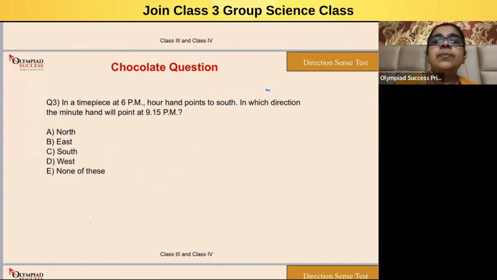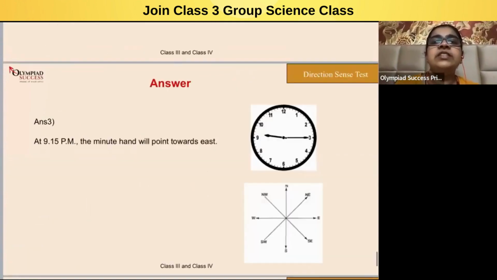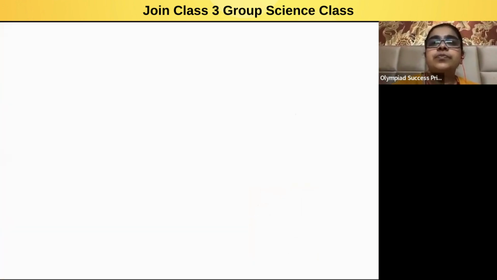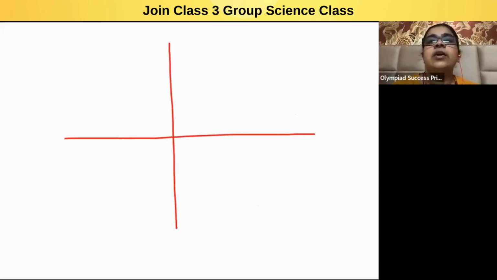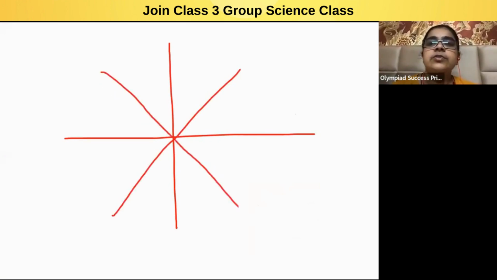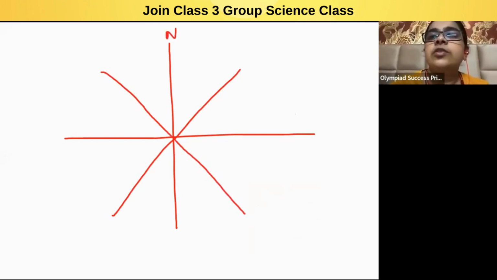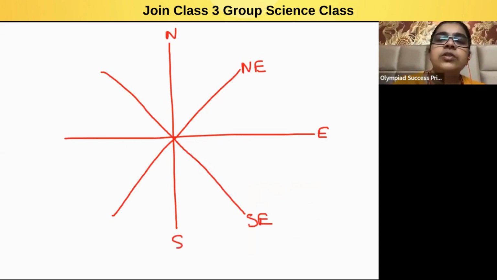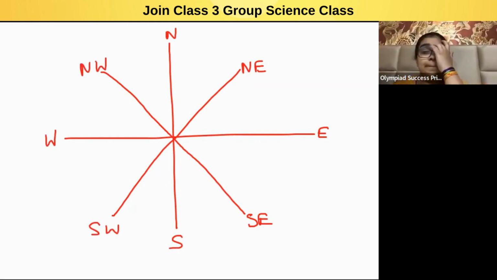Now I'm going to take up a completely new type of question. So please have a look over here, and you guys can draw it along with me. How many directions did we study? There are 8 directions: north, northeast, east, southeast, south, southwest, west, northwest. Correct? Now let's make a question.